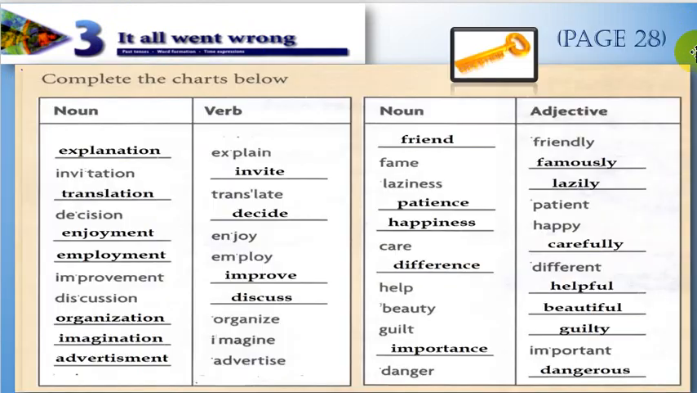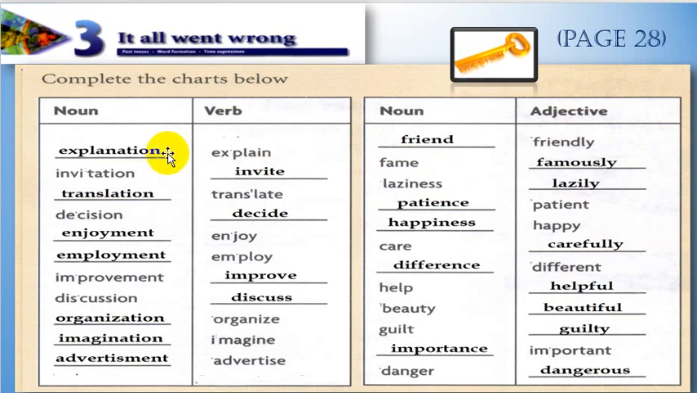This text is also a practice on using past simple tense and past progressive tense. Now let's come to a key exercise on page 28. This is something that you might see in an exam. Complete the charts below. There is a verb and the noun derived from the verb, or it could be a noun and the adjective derived from the noun. Okay, here. This also you should memorize by heart.